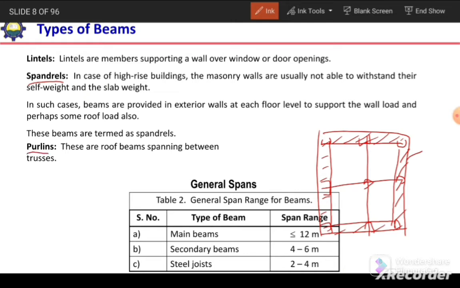So next is purlin. So these are the beams in case of truss roof system. So these are spanning between the panel points or between the trusses. We normally use Z section or angle section or channel section for the purlins.